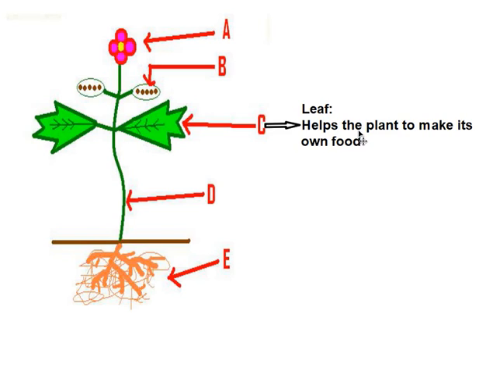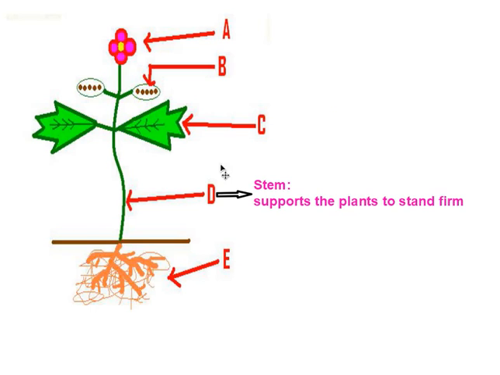Now the leaf of the plant, the green beautiful leaf, helps the plant to make its own food. We cannot prepare food for the plant; the plant does so by itself. So the leaf prepares the plant's food. This is the stem of the plant. The stem supports the plant to stand firm, firmly on the ground.